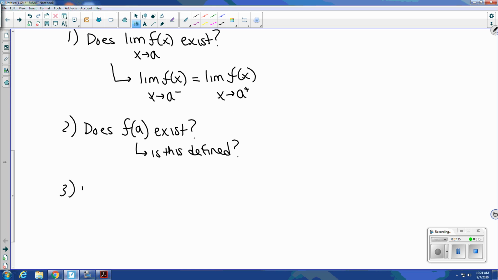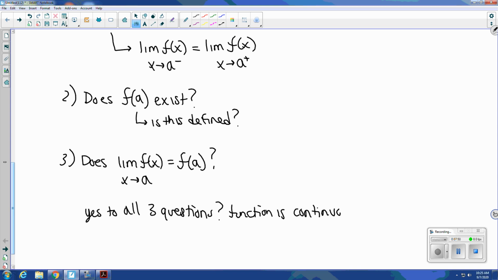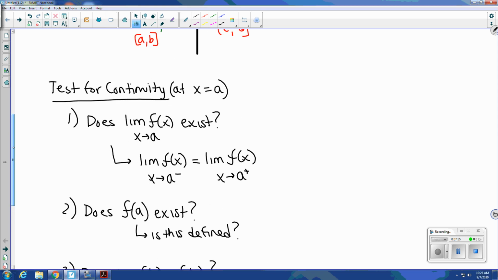The third question is, does the limit of f of x as x approaches a equal the function output? If we say yes to all three, then we can say the function is continuous at x equals a.